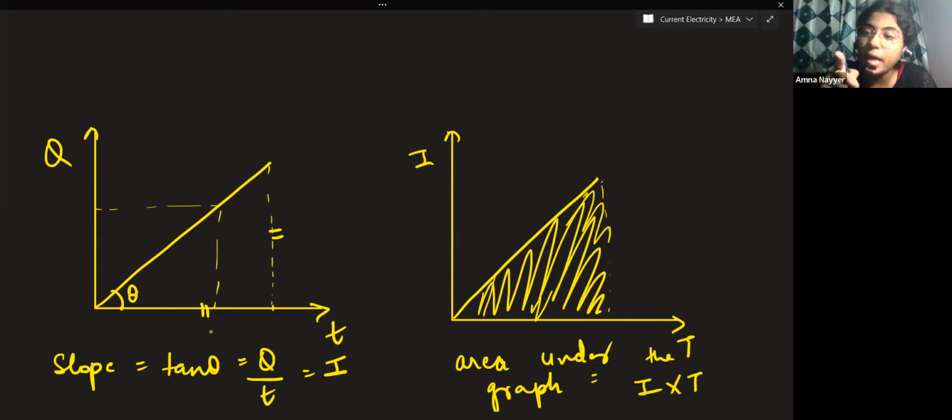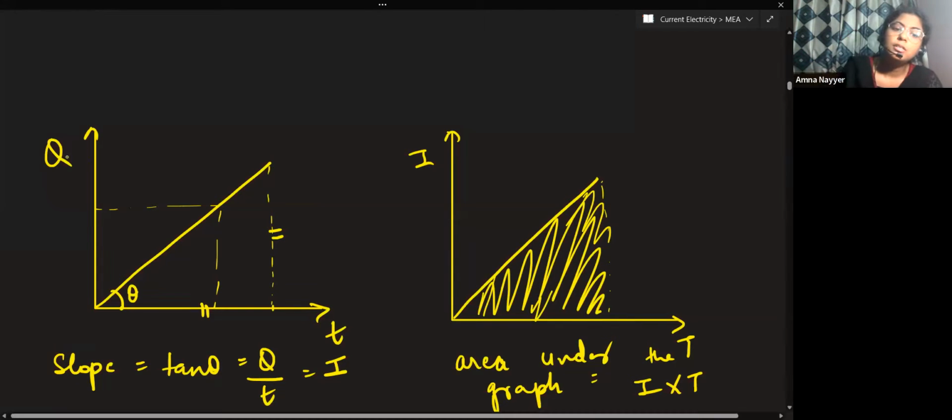Whenever you multiply two quantities, then you get the other quantity by the area under the graph. This is very important. I think you must have done this in your 11th when we did distance, velocity and displacement and all these things. So right now, understand this. Charge is getting divided by time. That is giving you a third quantity, current.